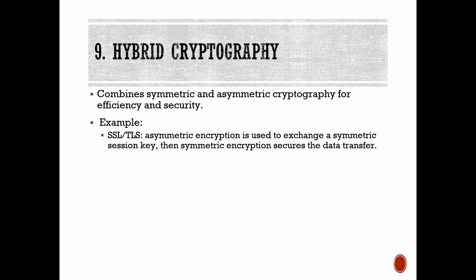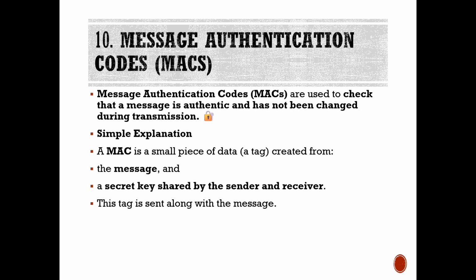The next type of cryptography is hybrid cryptography. This is where it combines symmetric and asymmetric cryptography for efficiency and security. An example would be the SSL or TLS protocol. Asymmetric encryption is used to exchange a symmetric session key, then symmetric encryption secures the data transfer.